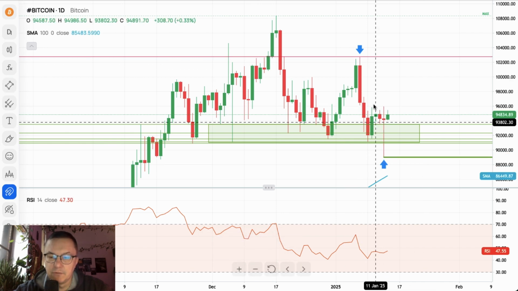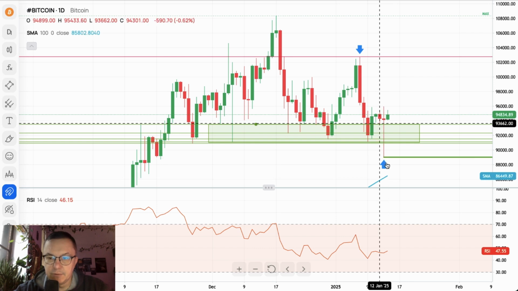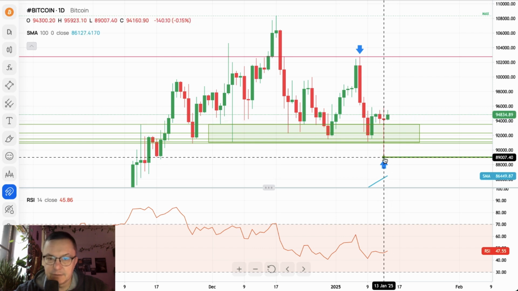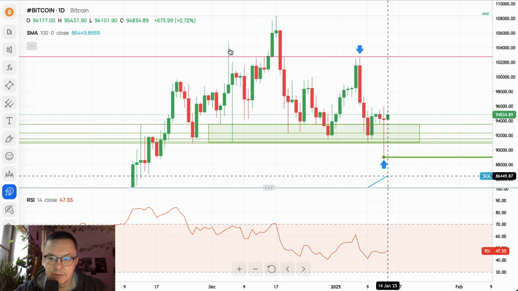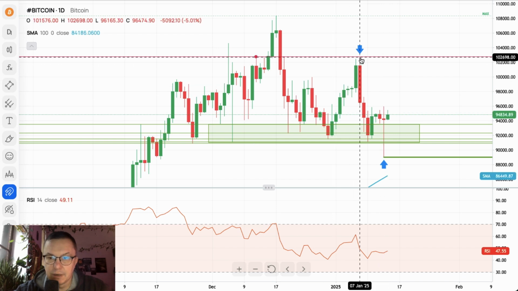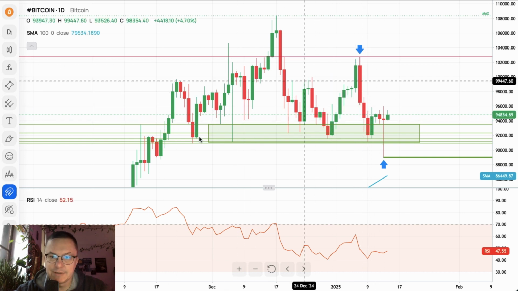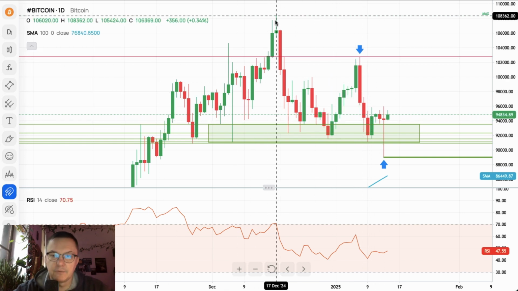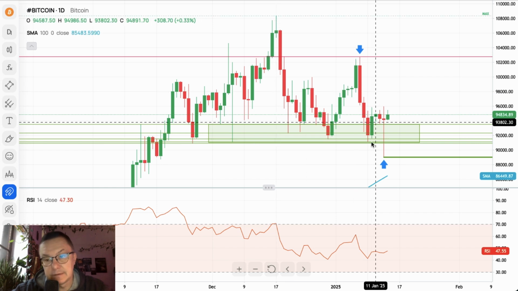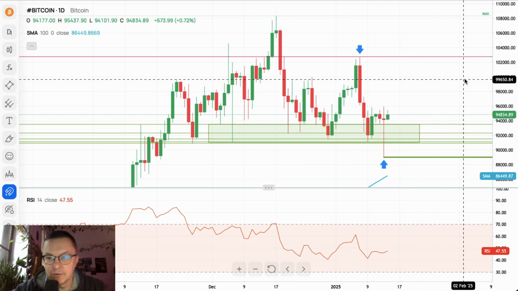Those are two very important swings. If we break back below 89,000, we have a confirmation of the head and shoulders. If we break back above 102,698, we have a confirmation of the invalidation of the head and shoulders and potential attack and test of the all-time high. What the market will do, we will see in a few days.